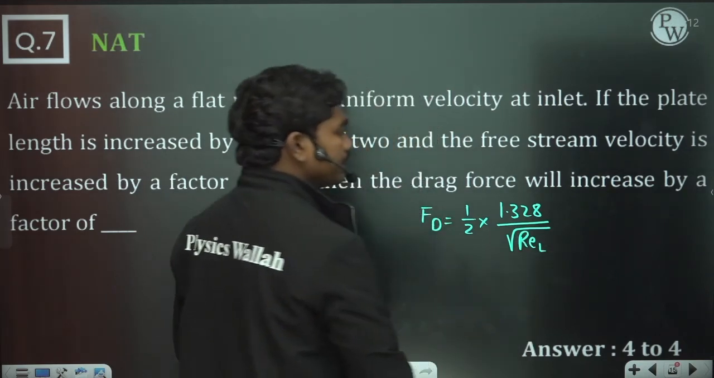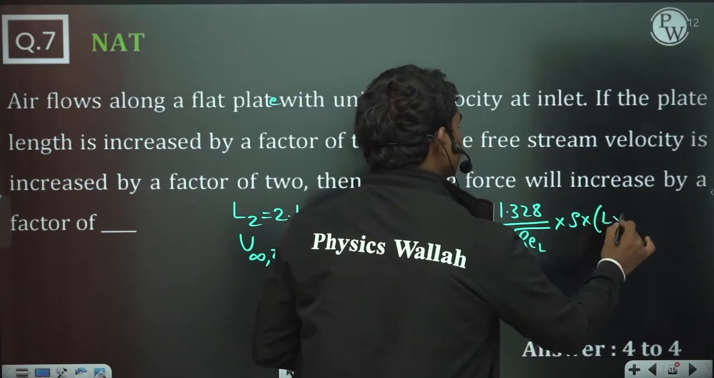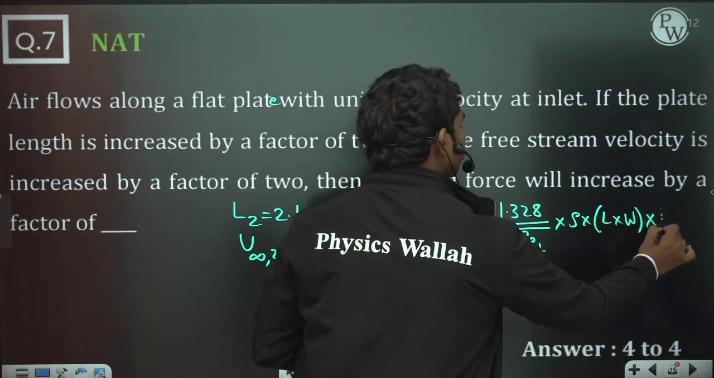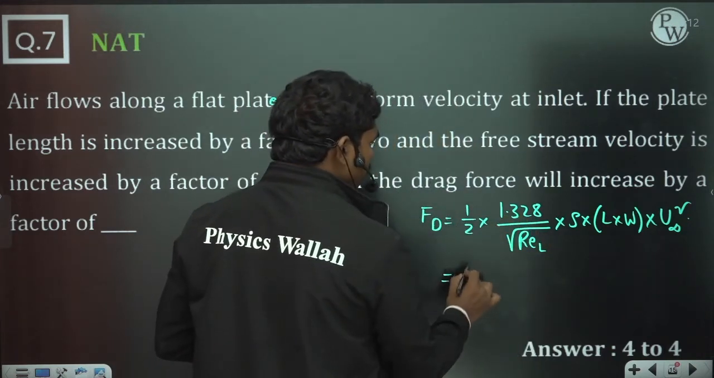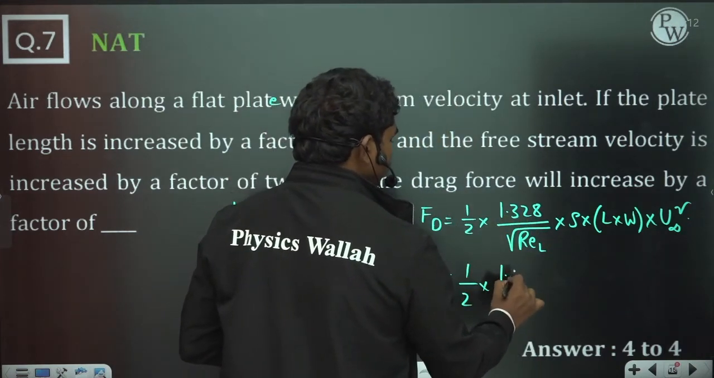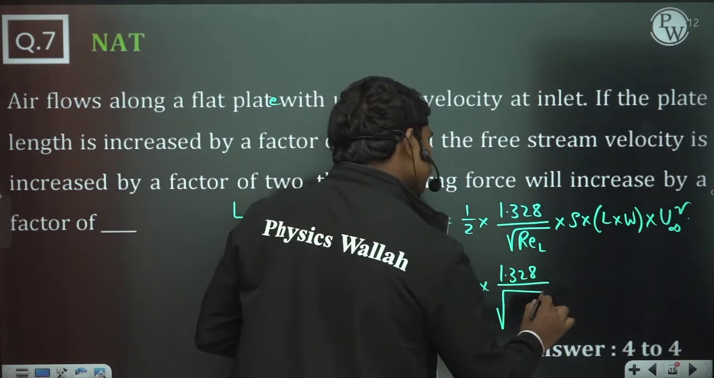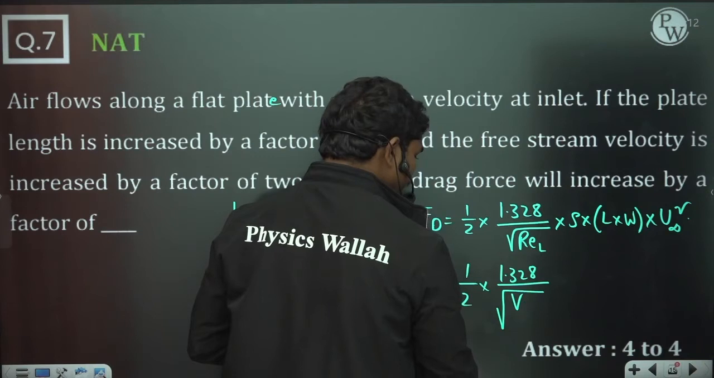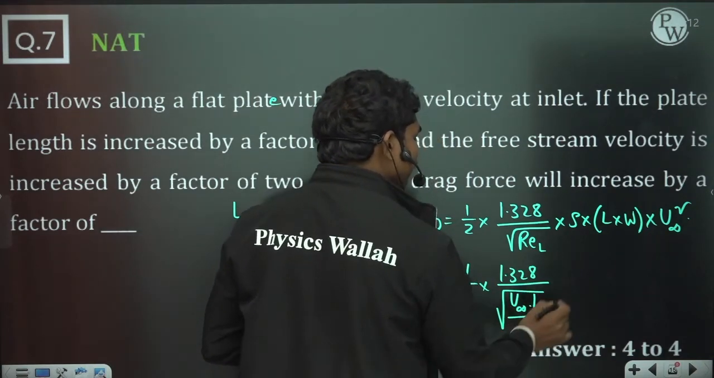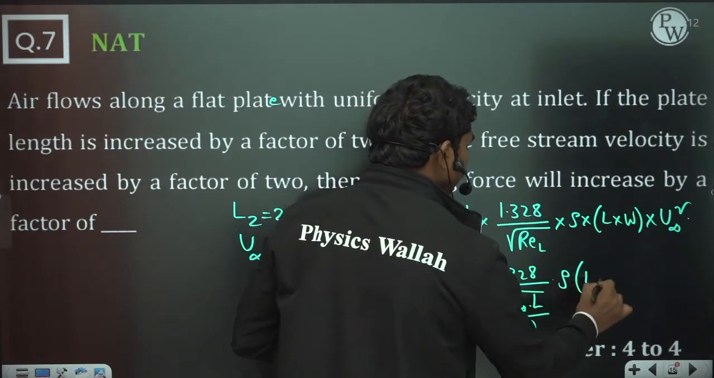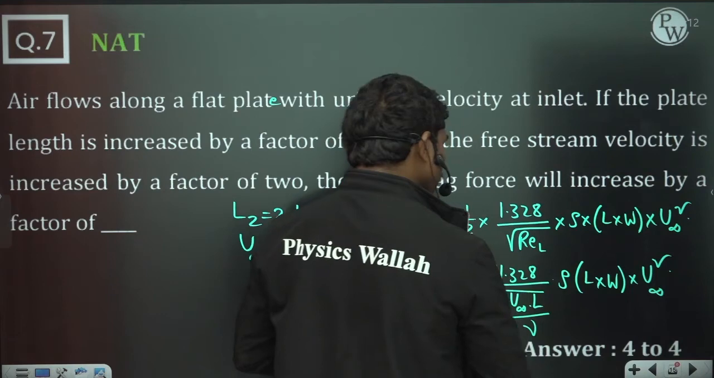Okay, so 1.328 by root Re_L into rho A, length into this width, for example, into u infinity square. Okay, so now let us see what is this Reynolds number. Half into this 1.328, or in general some constant, doesn't matter, as soon as they give this you can write it as u infinity into L by nu. This is kinematic viscosity, into rho times of L into W into u infinity square. Okay, so this is what you have.